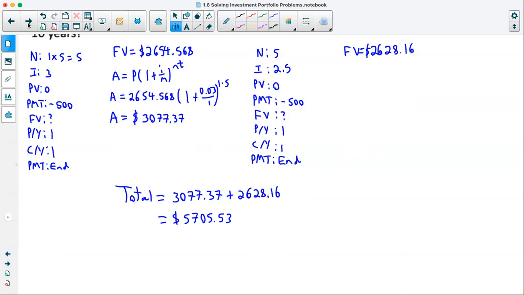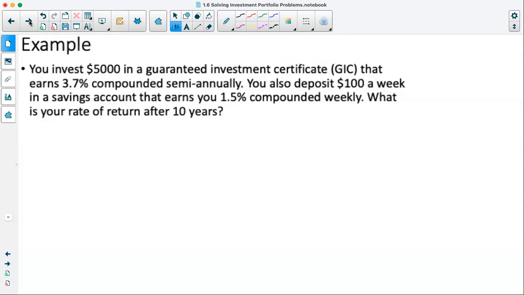Okay, so we'll do another example. You invest $5,000 in a guaranteed investment certificate that earns 3.7% compounded semi-annually. You also deposit $100 a week in a savings account that earns you 1.5% compounded weekly. What is our rate of return after 10 years?